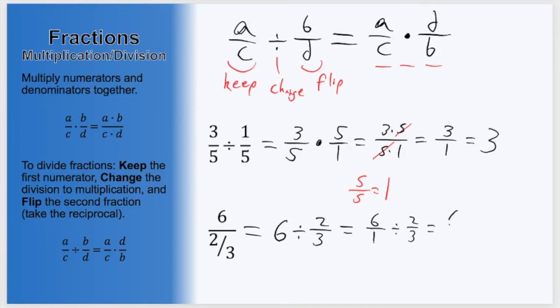Now doing our keep, change, flip, we get 6 over 1, keeping that fraction, change the division to multiplication, and flip the 2/3 to get 3 over 2. Multiplying across will give 6 times 3 over 2.